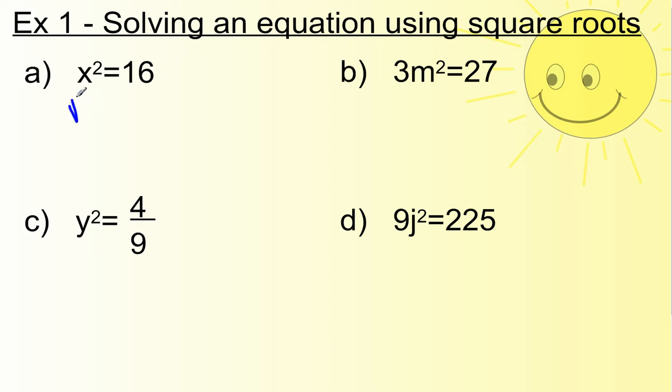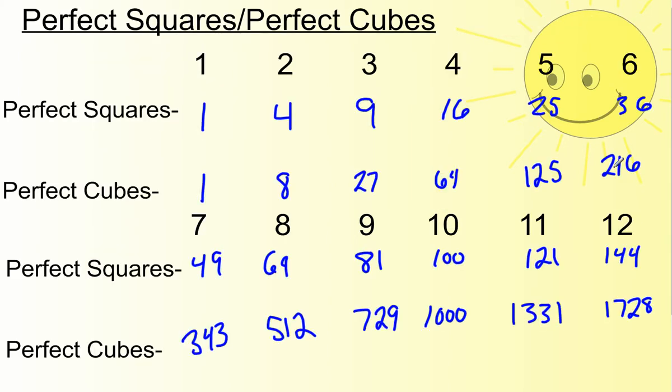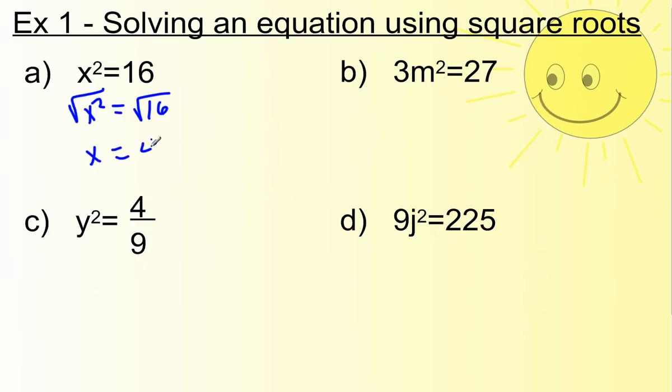So if we would square root each side, if I would square root x squared, it gives me x, because square rooting and squaring are opposites. It's almost as if I said I have x plus 2 and I minus 2. The plus 2 and minus 2 cancel out, and I'm left with just x. And on this side, if I square root 16, we can look back to the chart if we need to. The square root of 16 is 4, because 4 times 4 is 16.